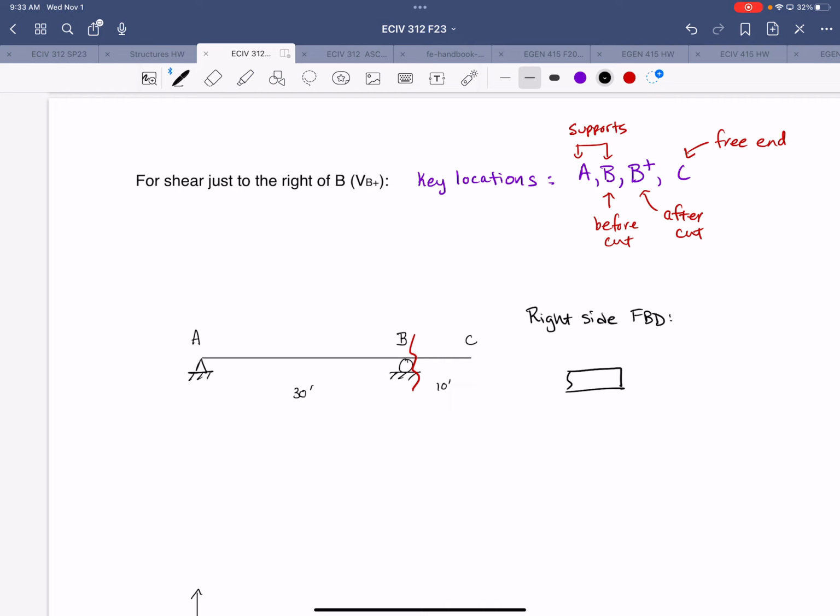All right, so first of all, we'll have our exposed internal shear and moment, drawing them in the positive directions. We'll call that VB plus and MB.